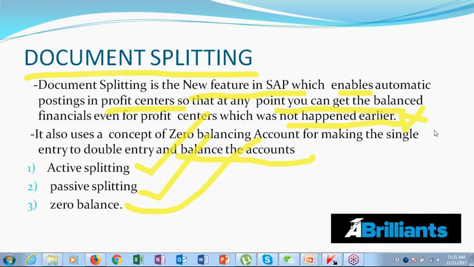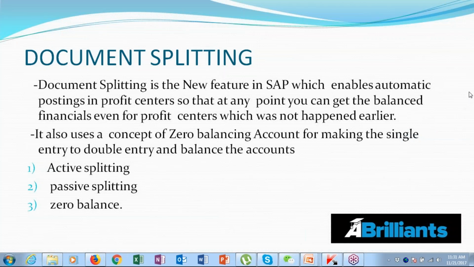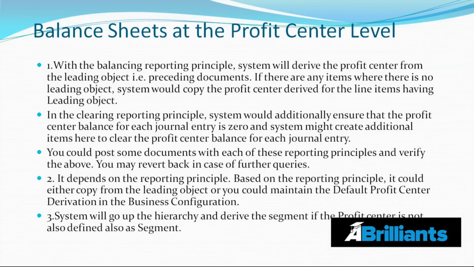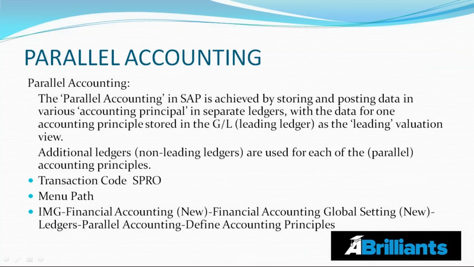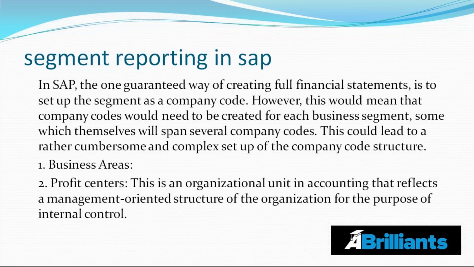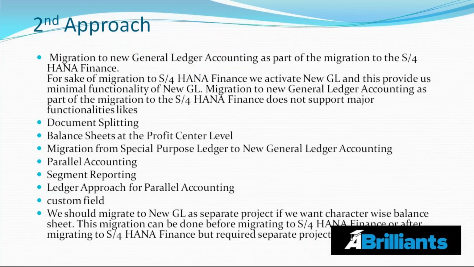Now, before we round up, let's take 5 minutes to look at some small elaborations. We have the balance sheet at the profit center level, which is also an analytic approach towards our SAP trend. The next one is parallel accounting, which we'll do during our setup. We have the advantages of parallel accounting. It moves us to the next point, which is segment reporting in SAP. And we'll go to the second approach.